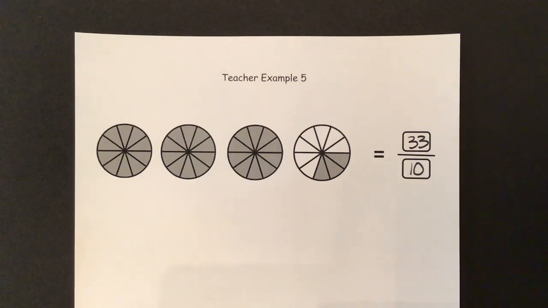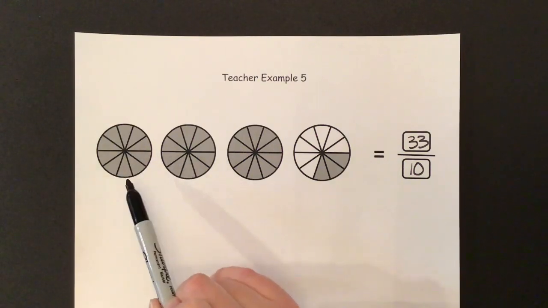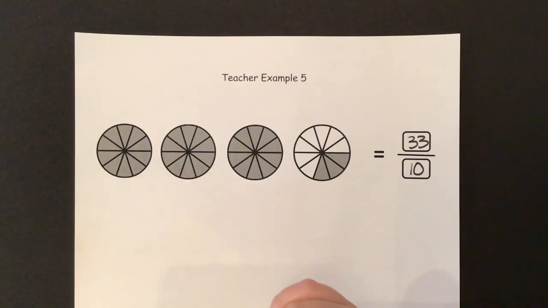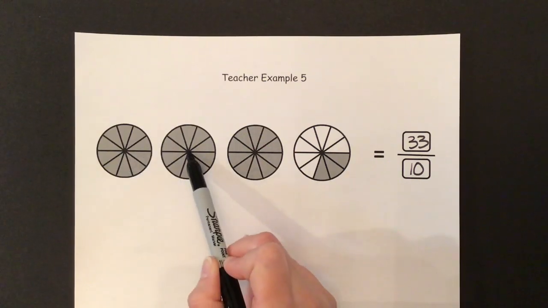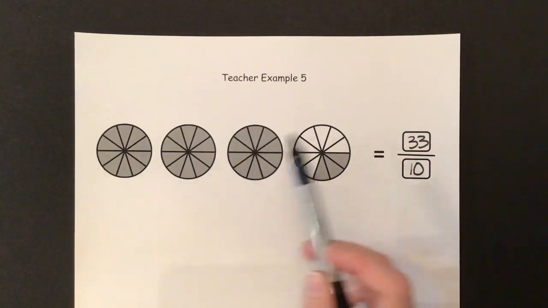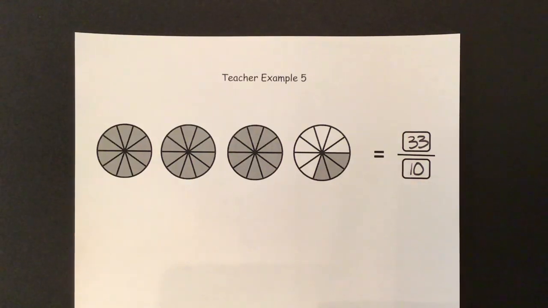Was there a faster way that we could have counted those pieces? Because we know that a whole is 10 tenths, we really could have counted by tens. So we could have said 10 tenths, 20 tenths, 30 tenths, 31 tenths, 32 tenths, 33 tenths. So if you like the skip counting, you can certainly use that on the practice page.